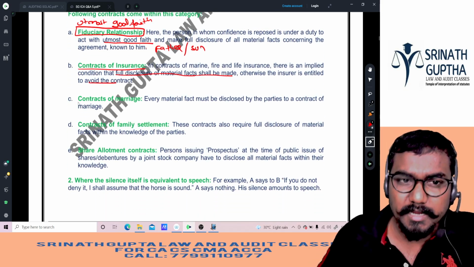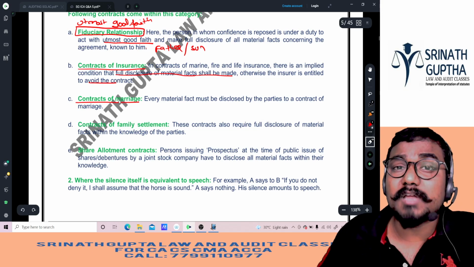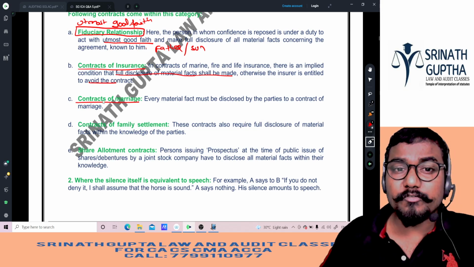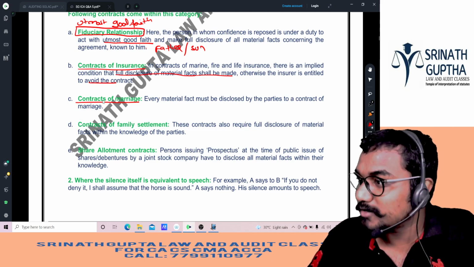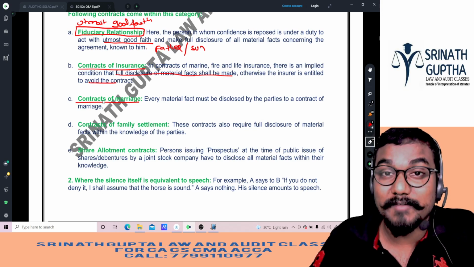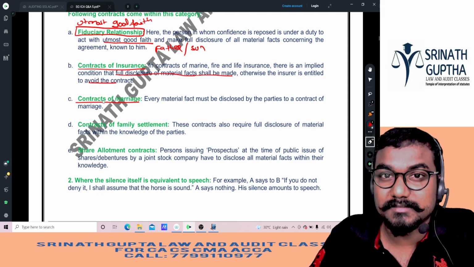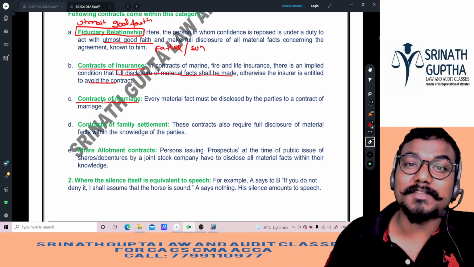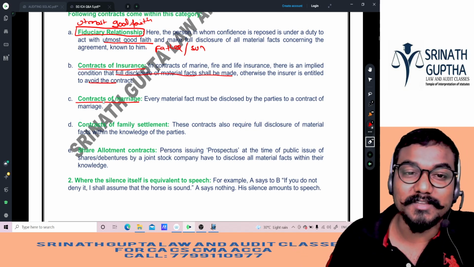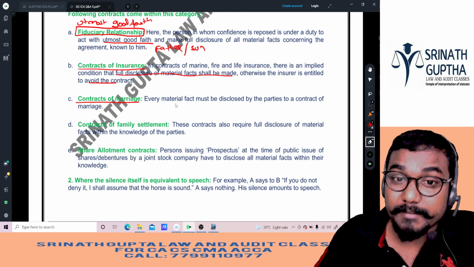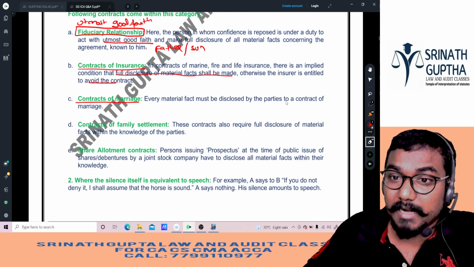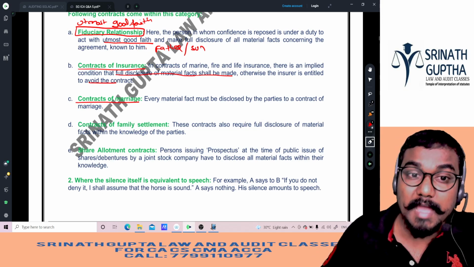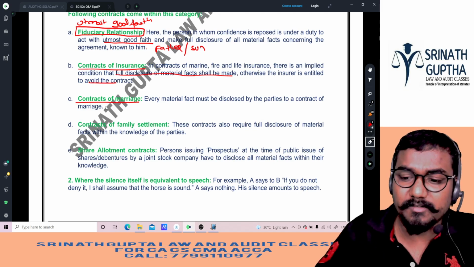And the contract of marriage. The contract of marriage is also based on utmost good faith only, beta. So before marrying someone, you have to inform your would-be how many girlfriends you are having, how many boyfriends you are having, how many affairs you are having, how many health issues you are having, because marriage is based on faith. So the trust will be broken otherwise. That's why every material fact must be disclosed by the parties to the contract of marriage, and contract of family settlements.